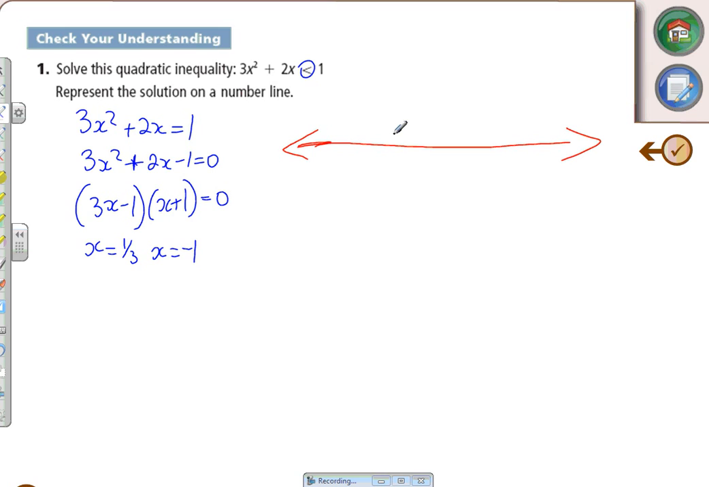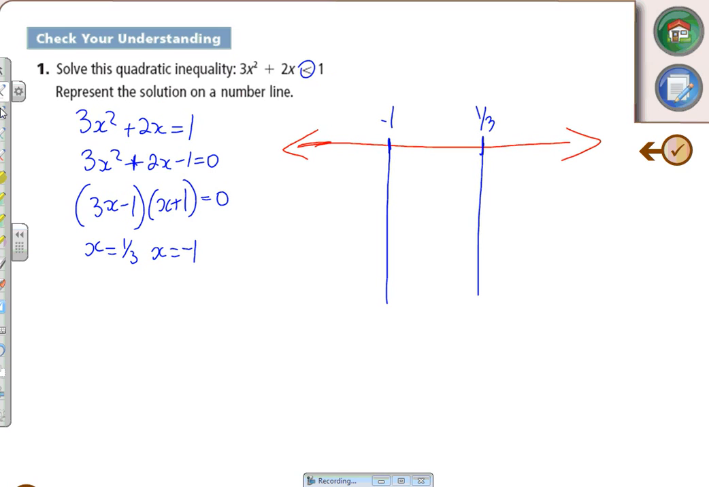Critical values of -1 and 1/3. Break the number line up into 3 particular sections. What we're going to do is pick a test case from each of those 3 sections and see which one makes, well, I guess the original one here true.